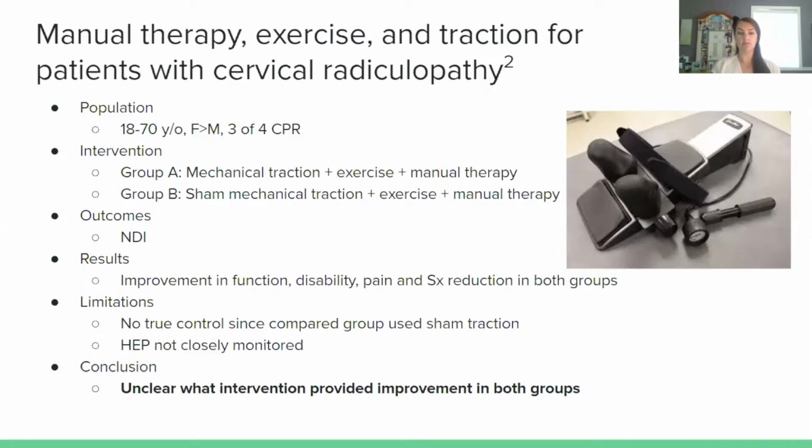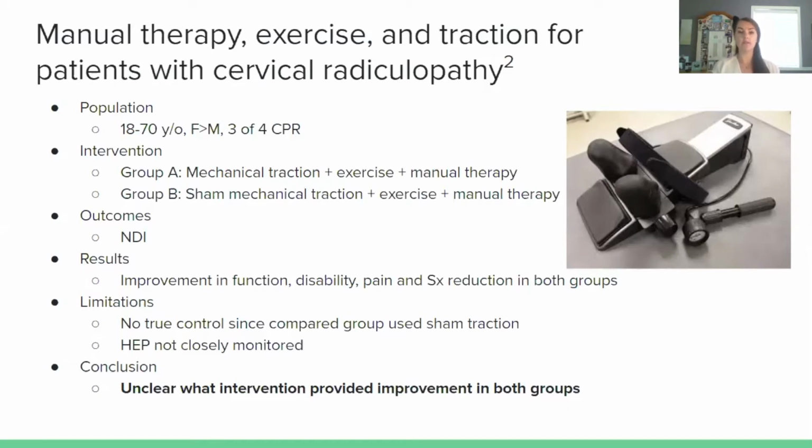They split the subjects up into 2 groups. So group A received mechanical traction, exercise, and manual therapy. And group B received a sham mechanical traction, exercise, and manual therapy. The group A mechanical traction had 10% of body weight as their force, and it was gradually increased at each session. And the sham mechanical traction group had just 5 pounds of force, and that was constant throughout the whole study. Both groups had exercise that focused on postural stabilization and also strengthening the deep neck flexors. And the manual therapy was left up to the PT's discretion, but it included either cervical or thoracic mobilizations.